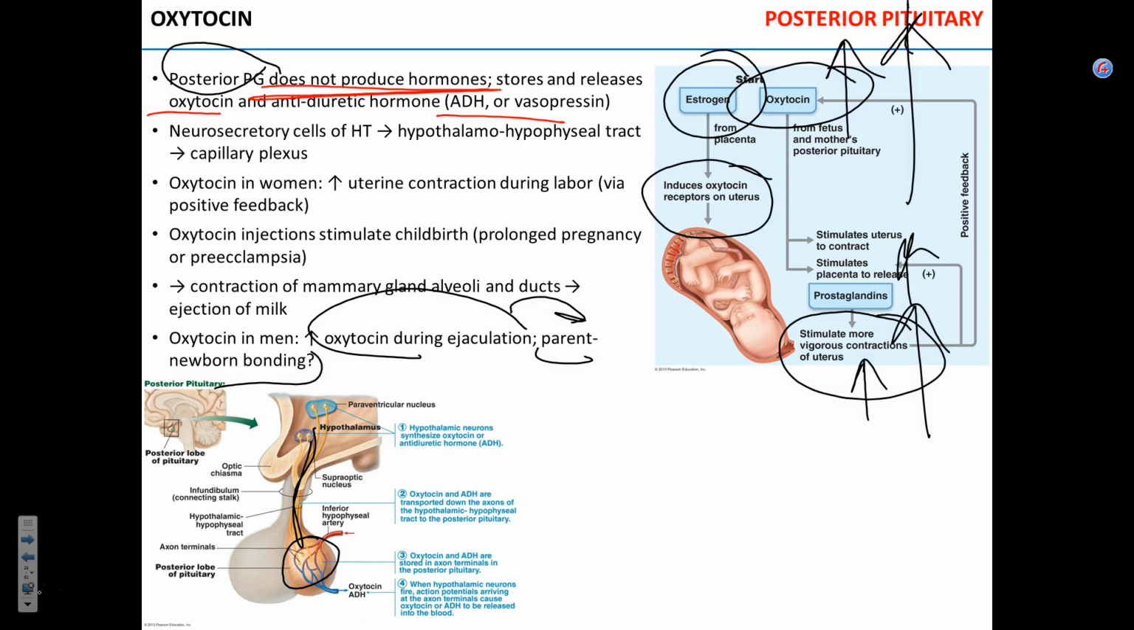Oxytocin seems to be elevated when, say, a parent holds the child. So it's some sort of bonding: male, female, parent, child, and stuff like that. Okay, is that clear? One thing that I want to talk about, a few things.